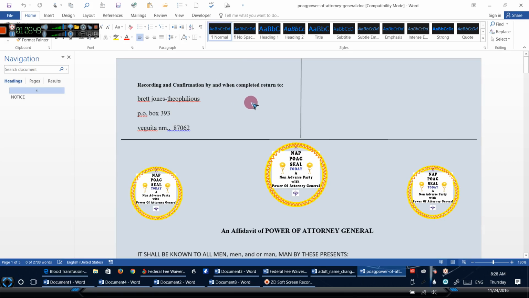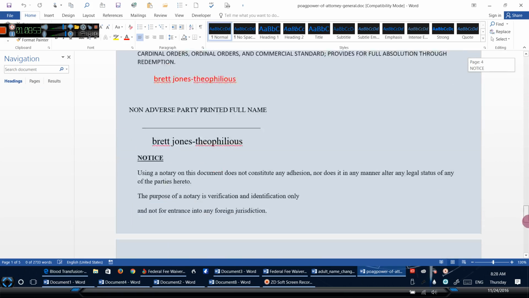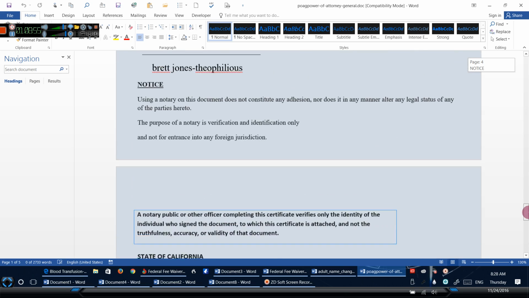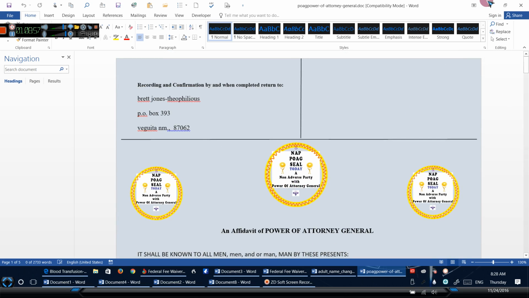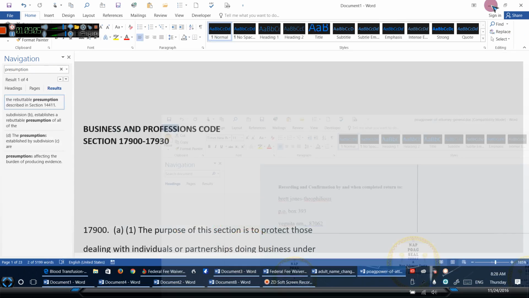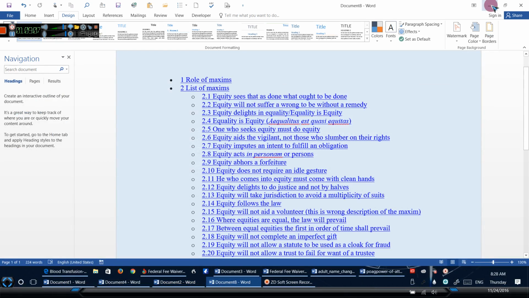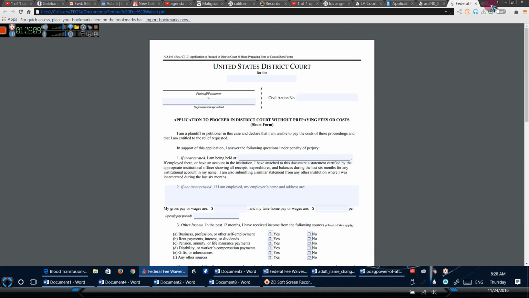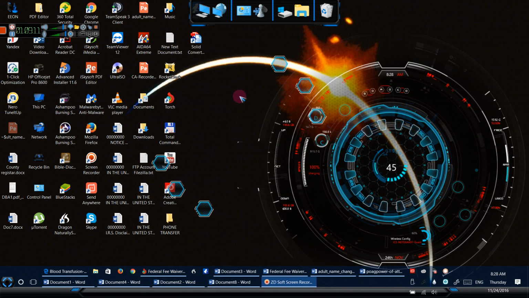Hold on. It looks like it's doing something. I don't know. I must have put it at the bottom. Nope, I didn't put it at the bottom. This is the power of attorney. Then how come fee waiver? Oh, because it's still opening. Like I said, I got a lot of things going on. So let's minimize these. And we'll get rid of you. I just want to show you.